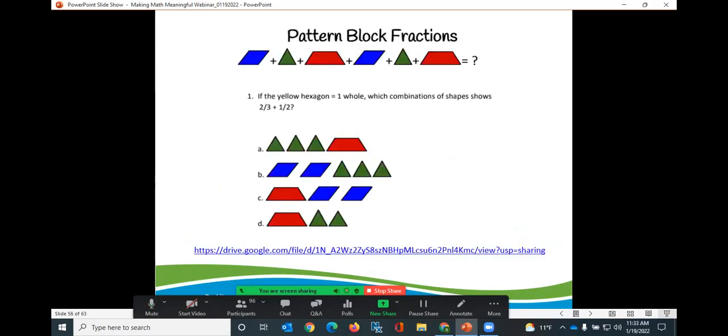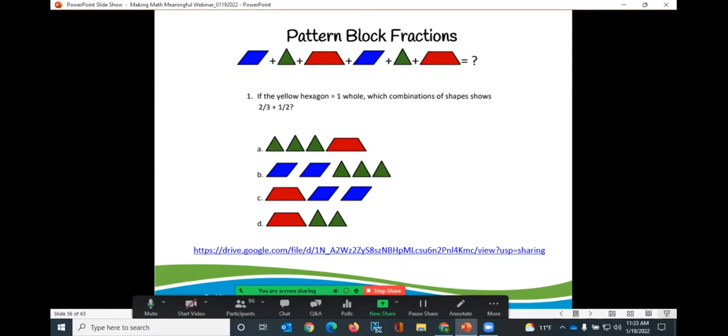And here's what I did with those. I created some very challenging, this was actually created through ucubed.com, a fantastic resource from a professor that works at Stanford. They offer some classes through Stanford on teaching mathematics and new ways of teaching mathematics. But this was one of the ways that we were trying to say, if the yellow hexagon equals one whole, which combinations of shapes show 2/3 plus 1/2?